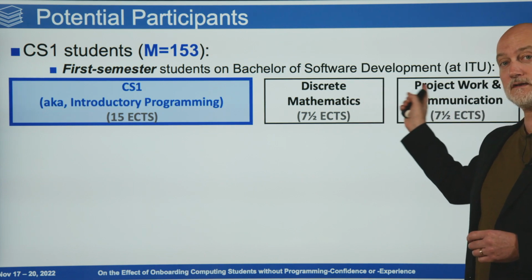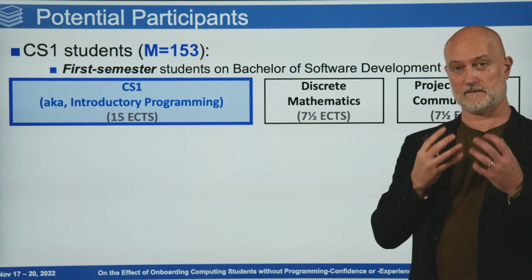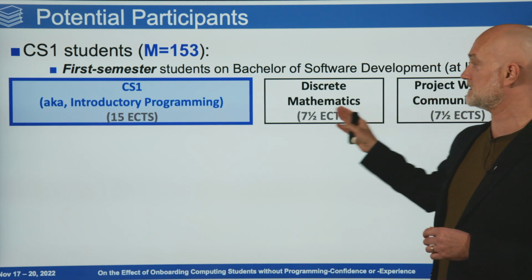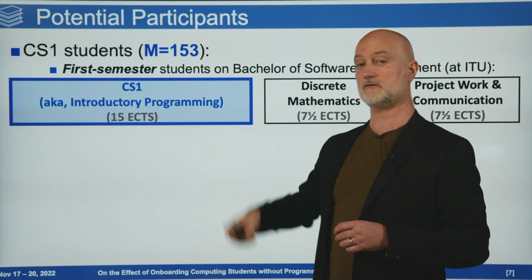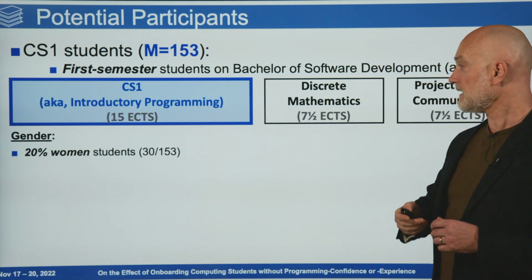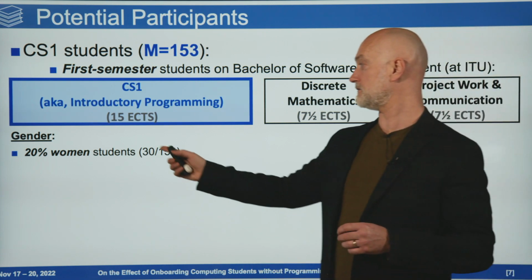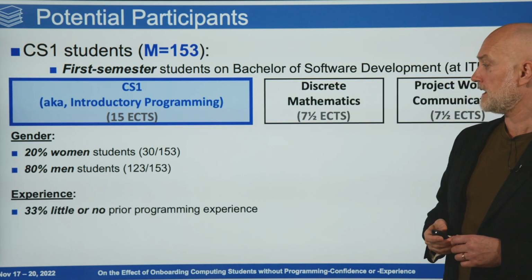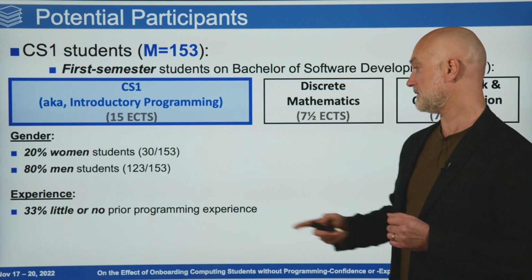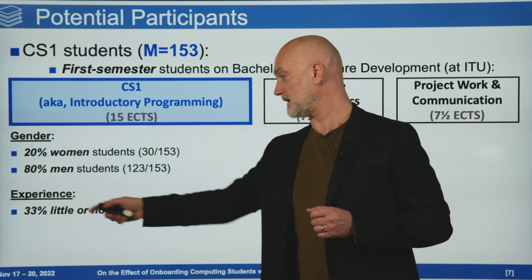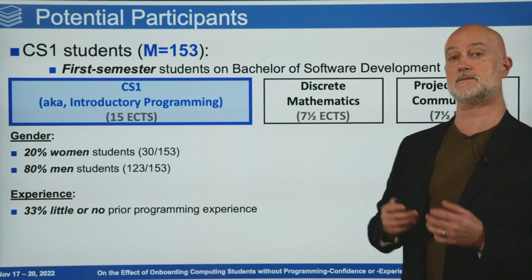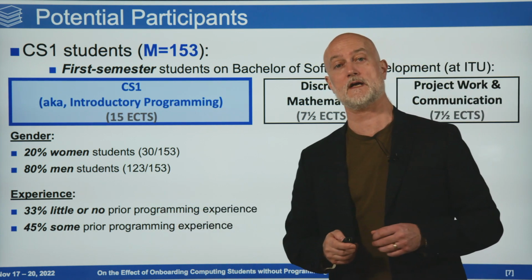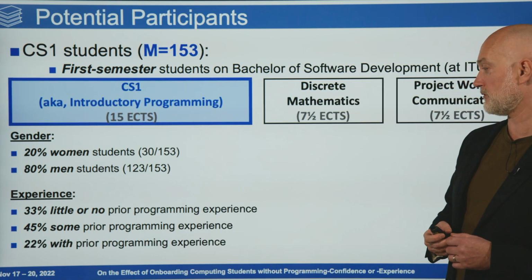And these 2 other courses together also account for 15 ECTS, so hence the size of these 2 courses is comparable to the size of the 1 introductory programming course. In terms of the composition of students, 20% of these students are women and 80% are men. And in terms of prior programming experience, 33 self-reported that they had little to no prior programming experience before starting the course, and 45 had some prior programming experience, and 22 reported that they started with prior programming experience.